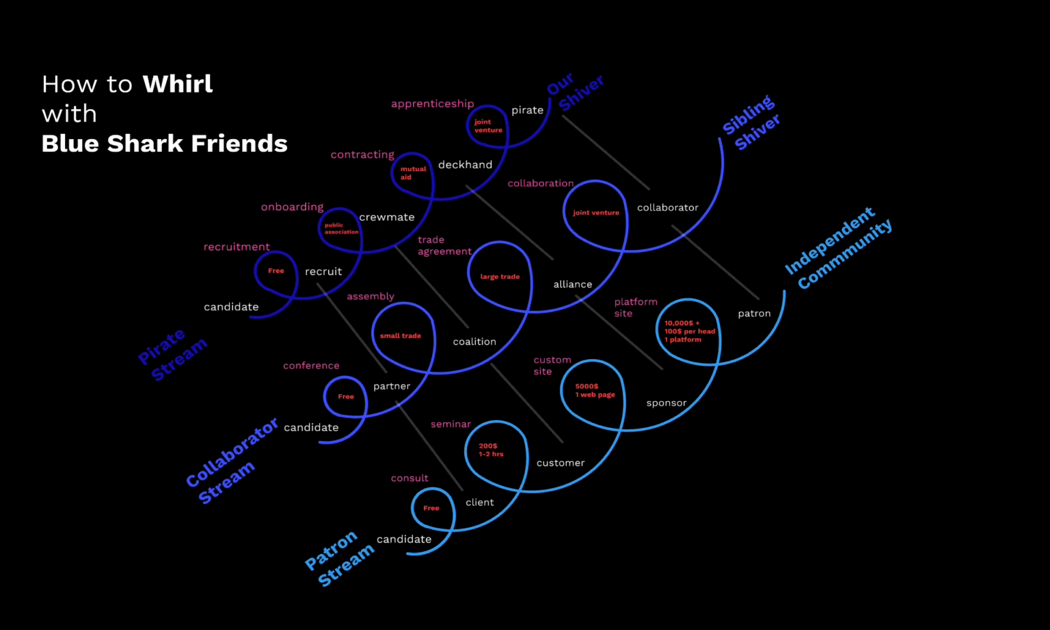In which case you can purchase our seminar. And if that goes really successful, you can purchase a custom site for your shiver. And if that goes really successful, you can purchase a platform site. Our seminars are $200, our custom sites are $5,000, and our platform sites are $10,000 plus $100 a head. And a platform site is like Blue Shark Friends, like a fairly straightforward site with the ability to email, and then the individual websites for all of the people who are part of your community.